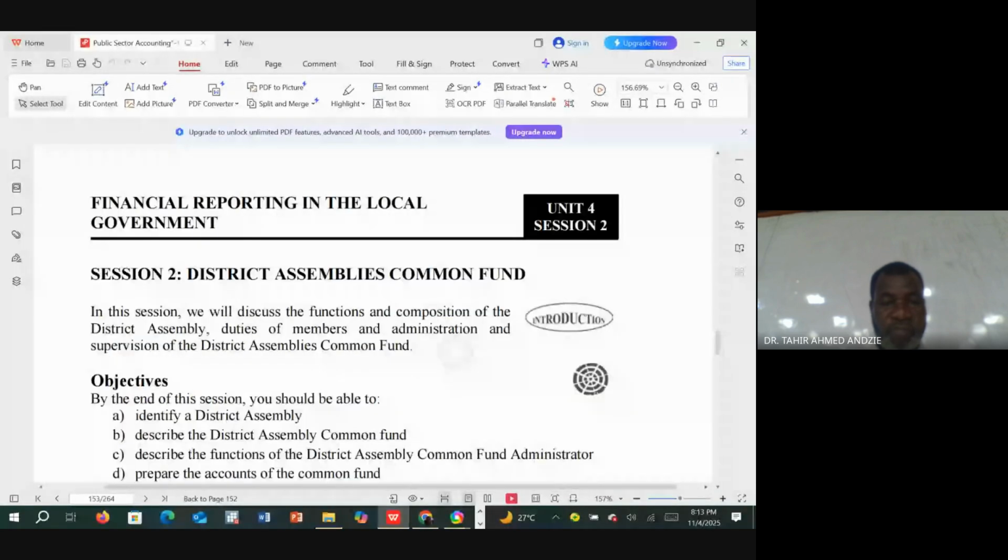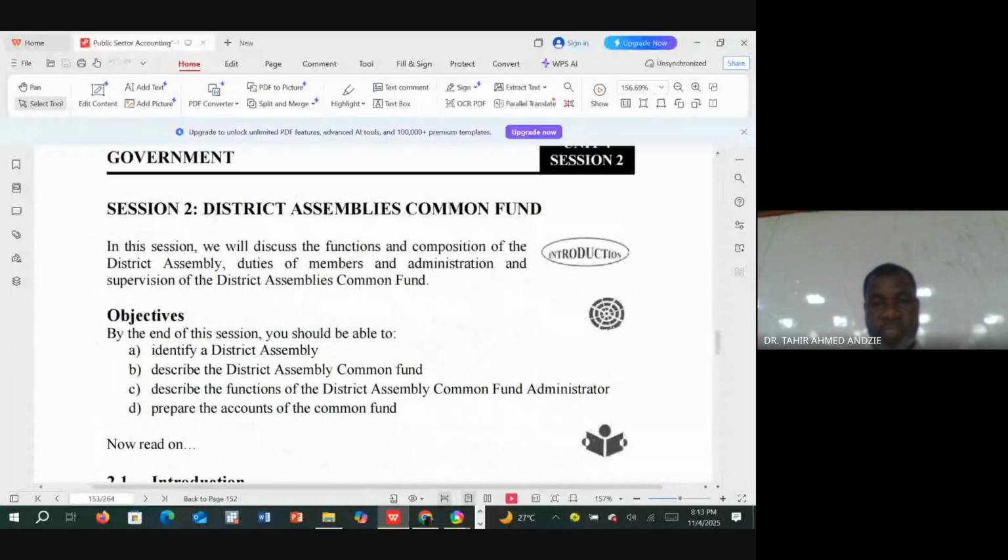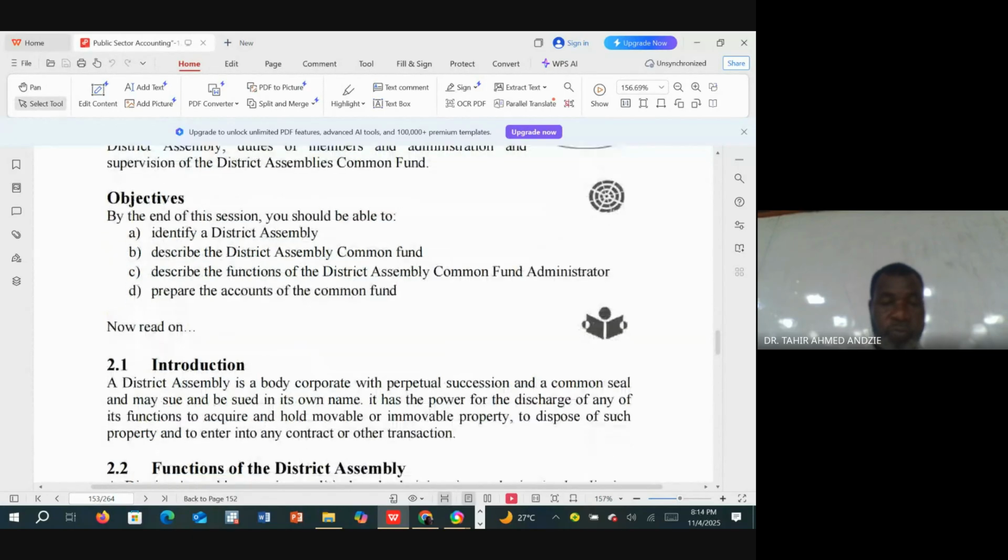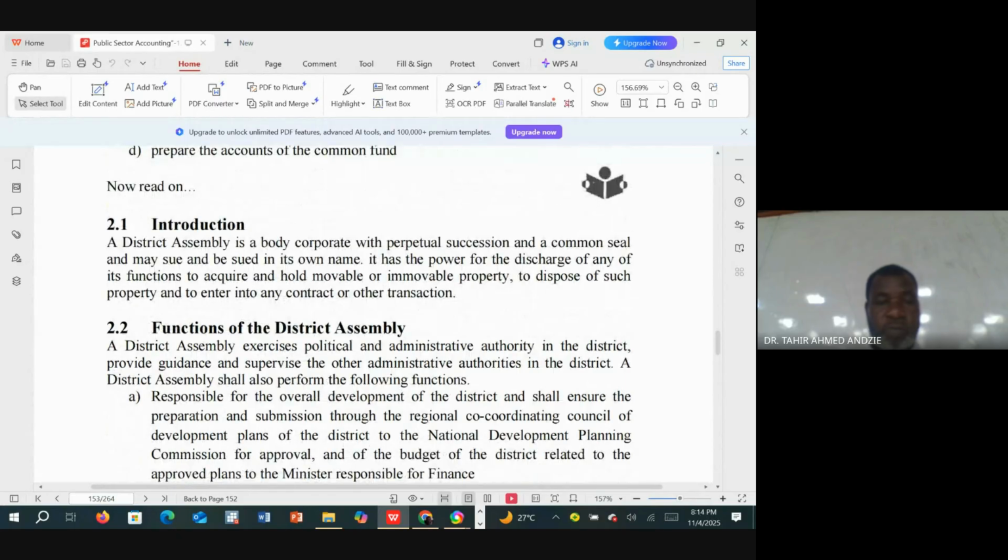So we have this assembly common fund, and for this assembly common fund we have talked about it. So this assembly is a body corporate, which we have said already, with perpetual succession and a common seal, and may sue and be sued in its own name. It has the power for the discharge of any of its functions to acquire and hold movable or immovable property, to dispose of such property, and to enter into any contract or other transaction.